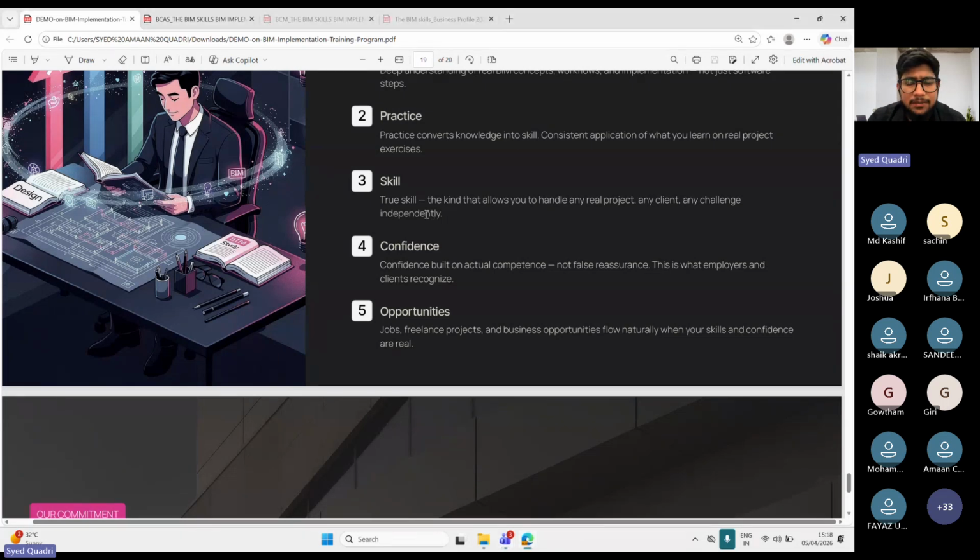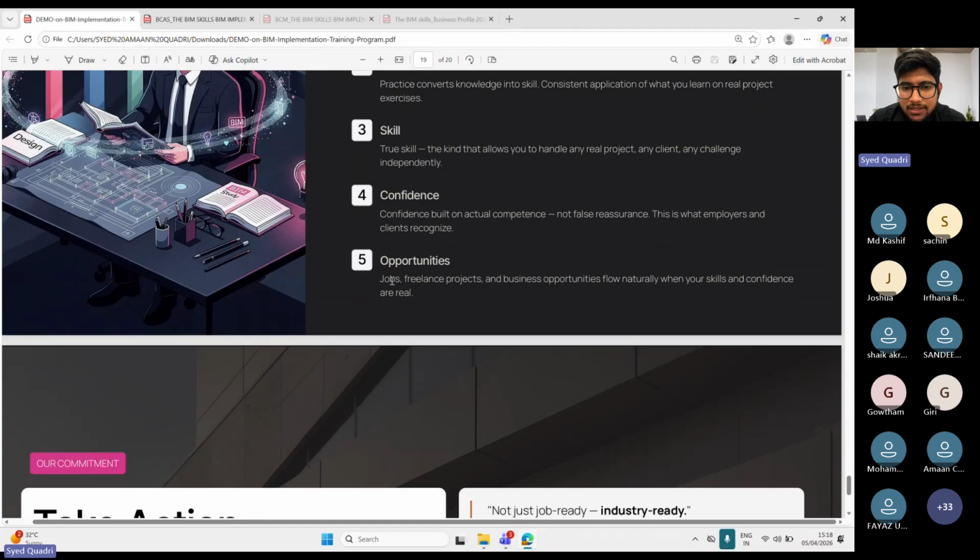But this is not 100% possible in 6 months, but at least you will get the mindset for the future. So then confidence built on actual competence, not false reassurance. This is what employers and clients recognize. And there are opportunities like jobs, freelancing projects, business opportunities that flow naturally when your skills and confidence are real.